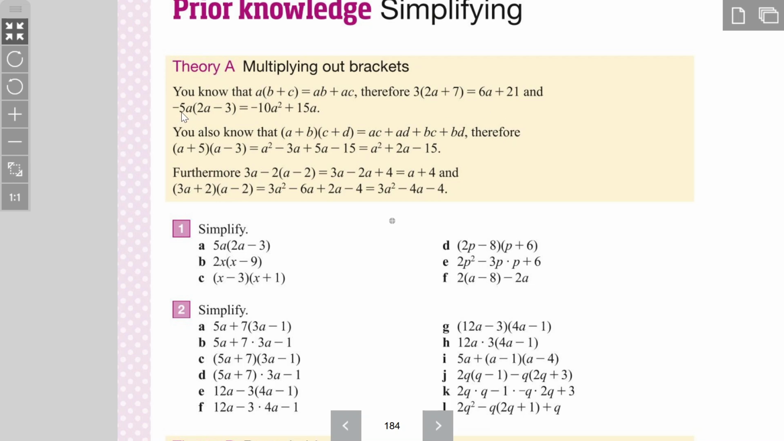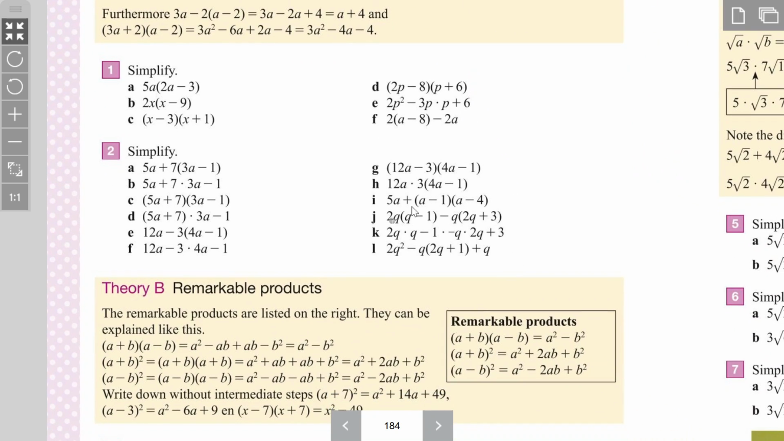If you have a minus in front, combine it. So minus 5A times 2A is minus 10, A times A is A squared. Minus 5A times minus 3 gives me positive, so plus 15A. And in this form, (A plus B)(C plus D), you have to use the parrot-speak methods. I've discussed that quite a lot already. Read this carefully, hopefully you're able to do this, otherwise ask me during the lesson.